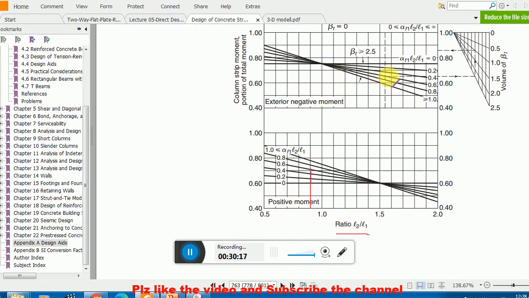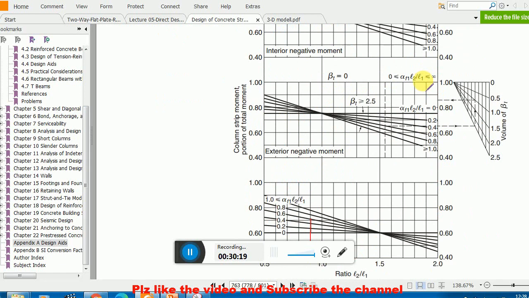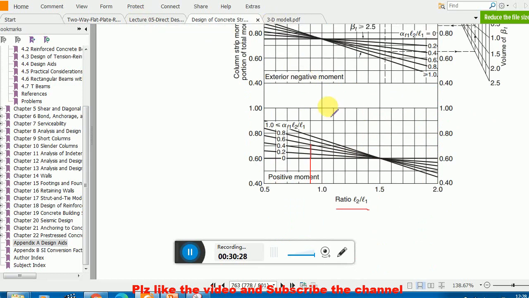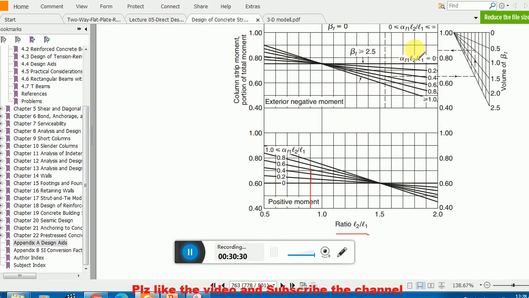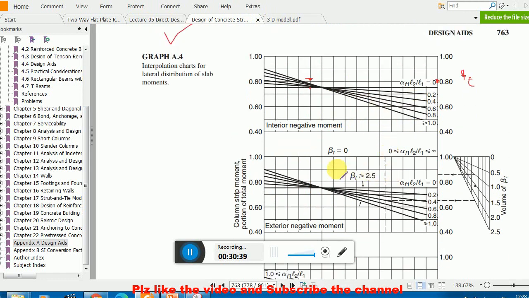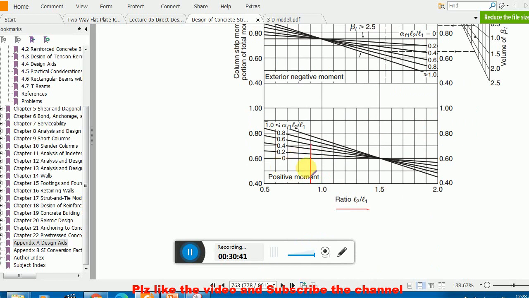Similarly, the exterior negative moment is a little bit tricky. It is not simple to get the value. I will show you by interpolation, but here this is simple, because for the exterior negative moment we have to use the torsional coefficient, beta T. But in this case we don't have to use that torsional factor. So let me show you the positive coefficient. Again we have to use the same value, and that is 0.81.